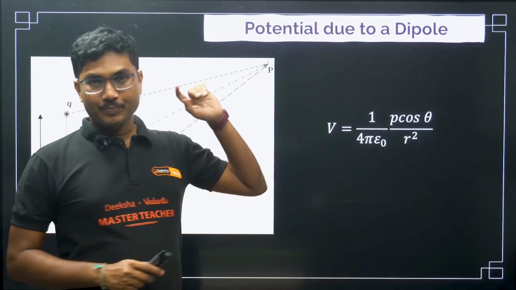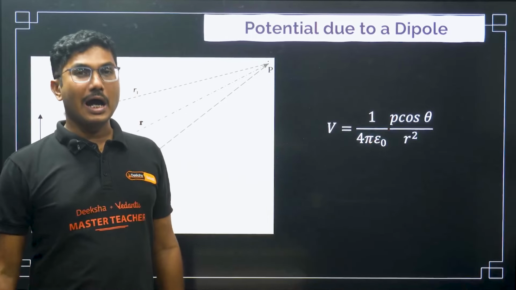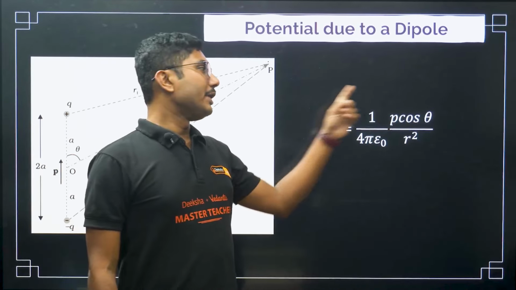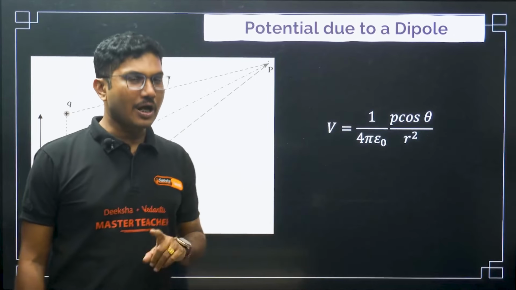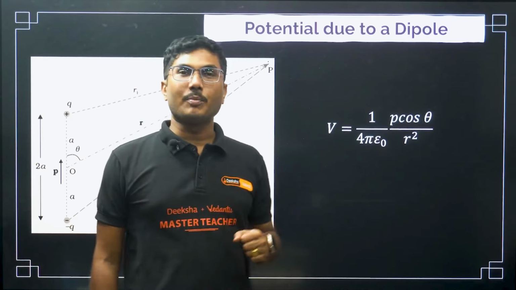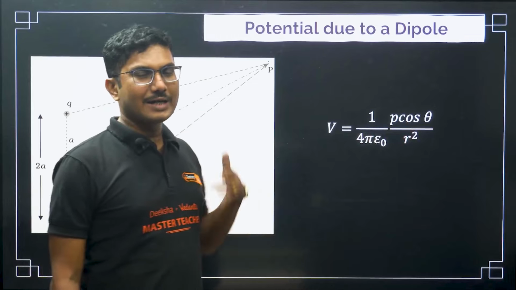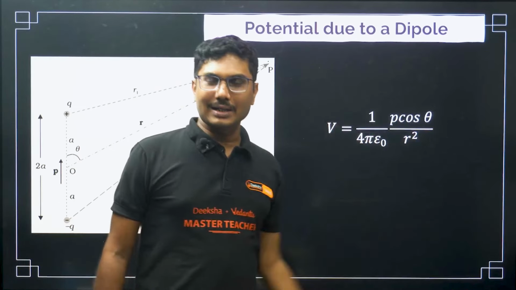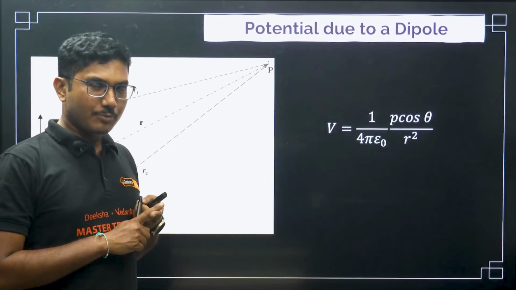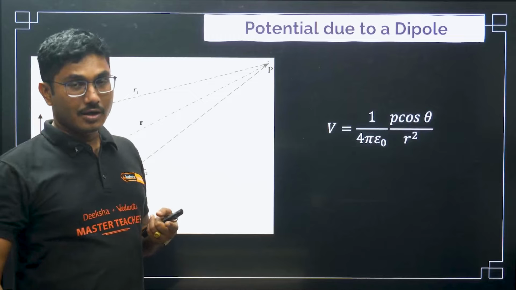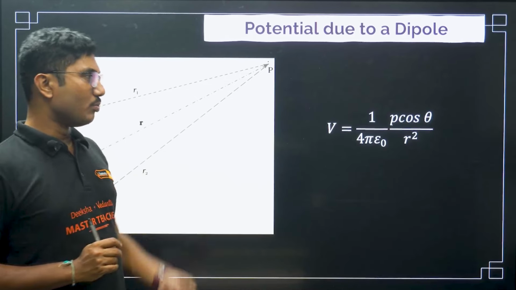Normally electric potential is proportional to 1 upon R, but due to a dipole it is 1 upon R square. Similarly, normal electric field is 1 upon R square, but due to a dipole it is 1 upon R cube. So remember that for a dipole the power of R is generally one step higher than that of the normal case. Electric potential is normally 1 upon R, due to a dipole it is 1 upon R square. Electric field is normally 1 upon R square, whereas due to a dipole it is 1 upon R cube.